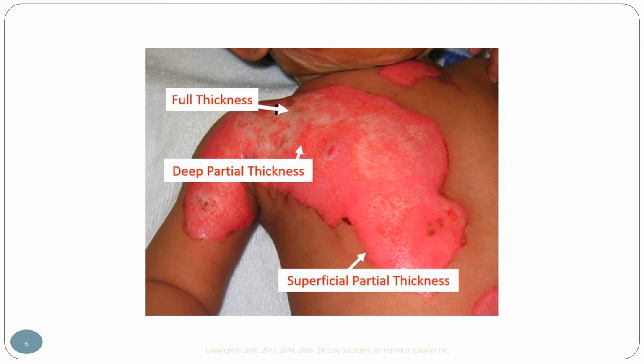Now the full thickness burn has a white appearance, and there's a brownish circle just off of the arrow there. So this is described as a leathery appearance. So we've burned through multiple layers. And so that's a key term for you to remember with determining full thickness, that it has a leathery appearance.